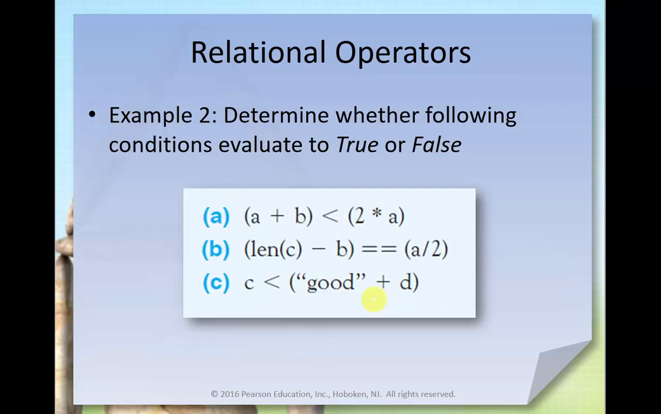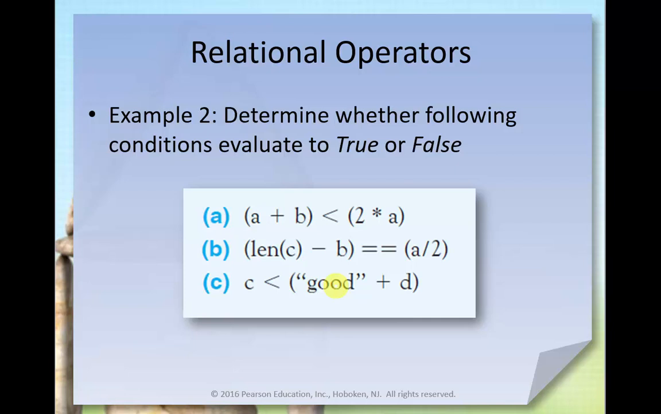Here's a couple more that are done with expressions. We're evaluating expressions this time, not just individual elements. So we have the result of A plus B. Is that less than the result of 2 times A? Or is the length of the string C minus some number equivalent, here's the two equal signs, to the result of this expression? And here's another one. Some of these start to look weird because you're used to seeing this kind of thing in math and not with text stuck in here. So you have to adjust your expectations a little bit, because it is legitimate to do comparisons on text.